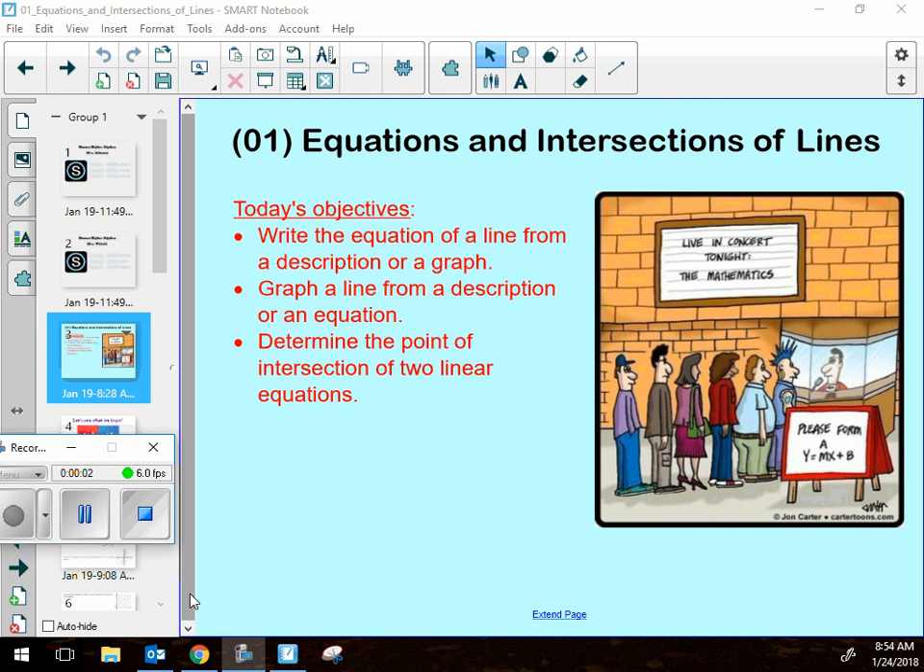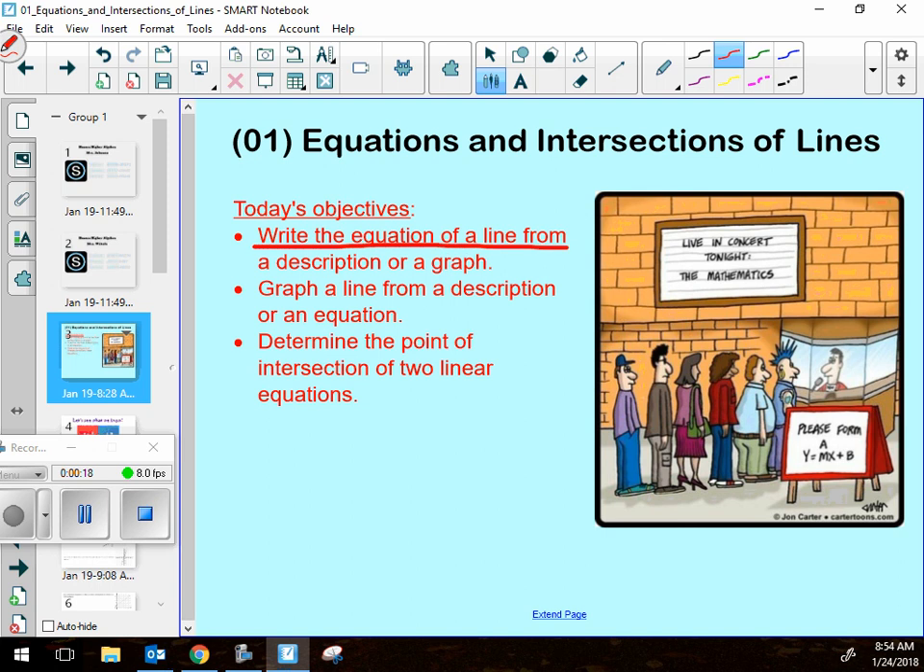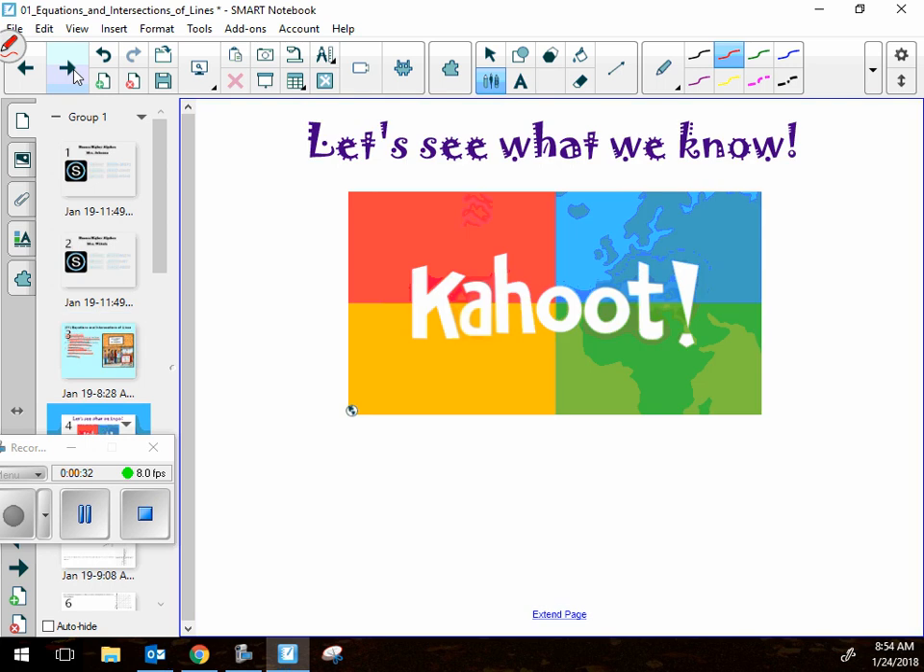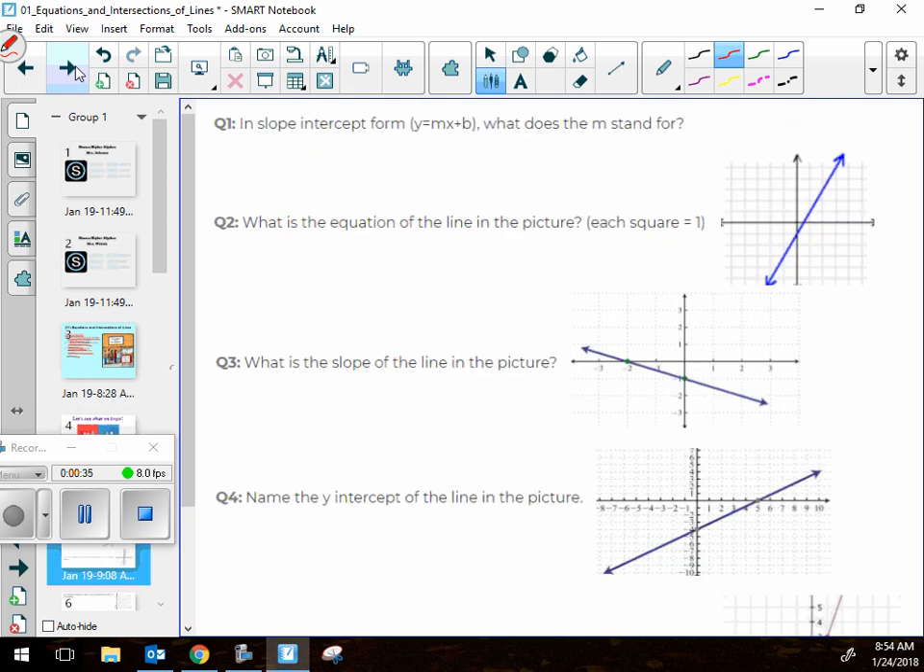Okay, for today, this is a review of basic algebra because we know we're going to use this stuff in the next few units, and if we don't have these down, you're going to have trouble when we hit the stuff. So today's main objectives, we got to write equations from a description. We got to be able to graph a line from a description and find where a couple things intersect where you have two equations. These are all right in the wheelhouse for the ACT too, every single one of these things. All right, we are not going to do the Kahoot right now.